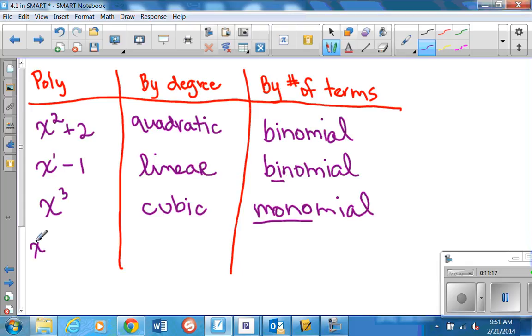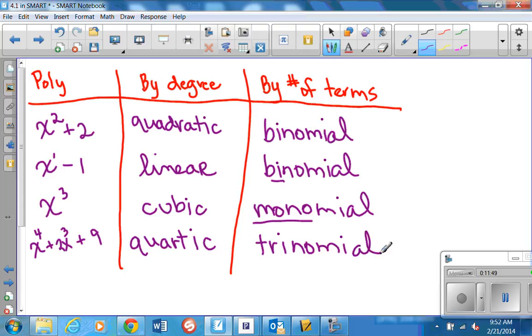All right, how about x to the 4th plus 2x cubed plus 9? Okay, good. By the 4 up here, it's a quartic, like 4 quarts to a gallon. A quarter, that's 4 quarters to $1, that kind of thing. And this would be a trinomial. Very good. So this is a quartic trinomial.